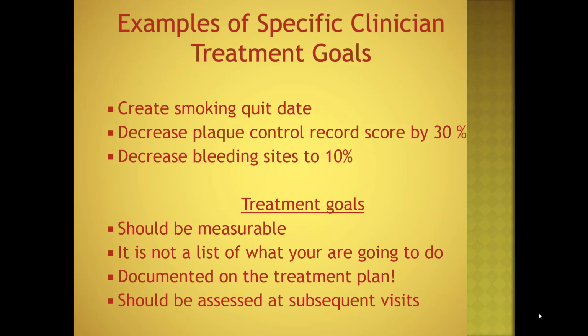It's basically, your goals aren't a list of what you're going to do, they're what you hope to accomplish. So you want to make sure and document this on the treatment plan, and you're always assessing at subsequent visits and follow-up visits with your patient what your original goals were. And that's the evaluation component in the dental hygiene process of care. It's closing the loop. You create these goals and then you follow them up to see if you've reached them.